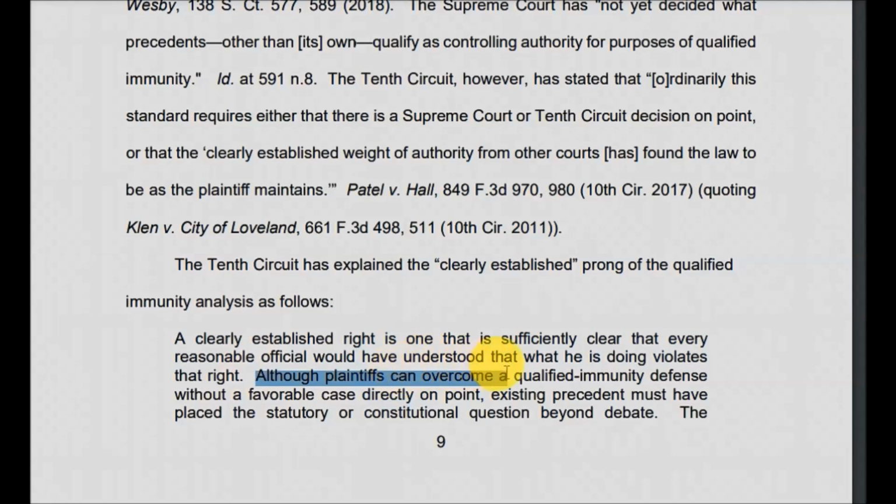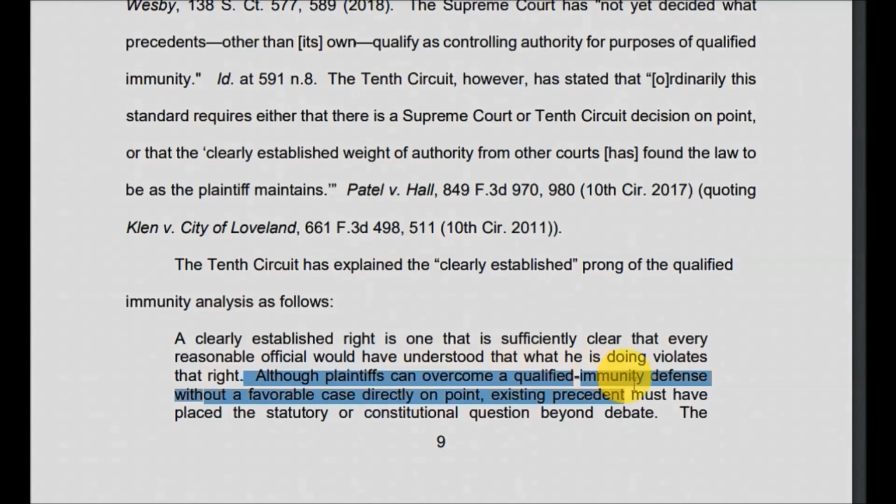Although plaintiffs can overcome a qualified immunity defense without a favorable case directly on point, meaning you don't even have to be on point. You just have to know what your substantive rights are, because you are the one that's governed. And as we've read in the past, your consent is required. But you cannot waive consent or give consent or deny consent if you don't know what your substantive rights are. And those substantive rights are preserved by the Constitution, which established the power that governments have.